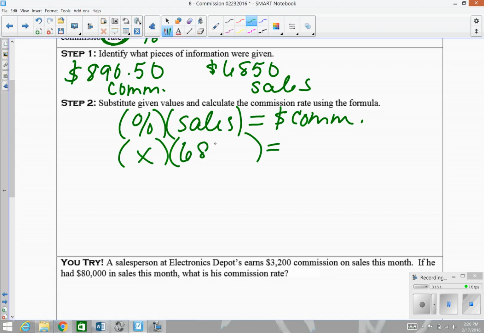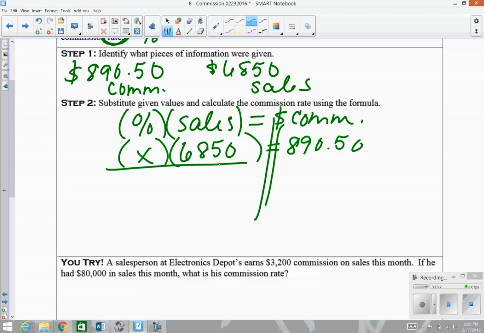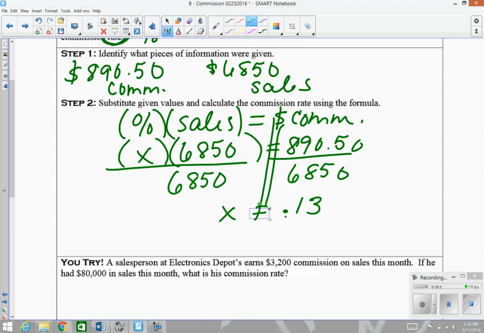Okay, $6,850 in sales. $890.50 is your commission. Draw your river. Divide by 6,850. And you should get 0.13, which we know is a 13% commission rate.